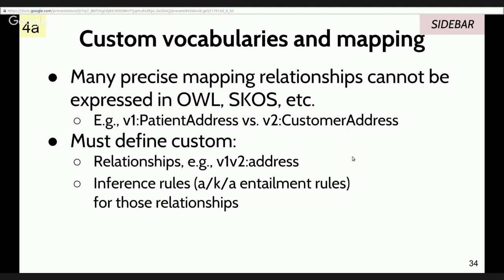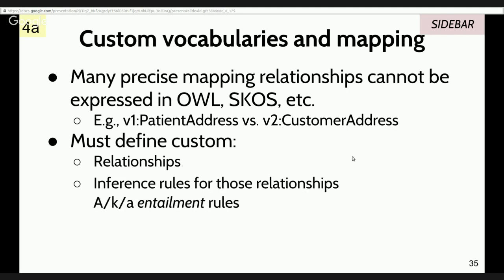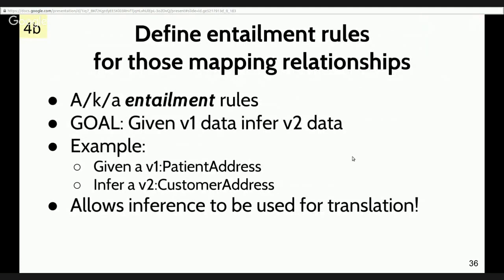So to express the relationship between these concepts, you're going to have to define custom relationships, such as a relationship which you might call V1, V2 address to express the relationship between V1 patient address and V2 customer address. And along with those relationships, in order to define the meaning of those relationships, you'd also have to define inference rules. These are known as the entailment rules for those relationships. So let's take a look at what this means.